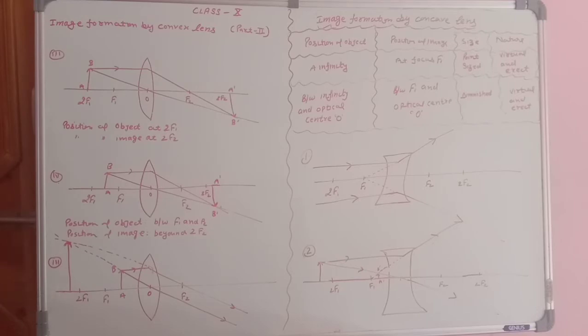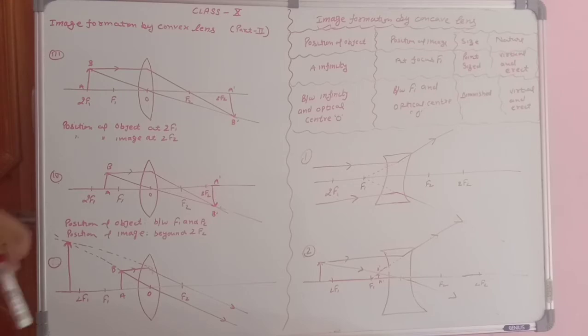This is the sixth ray diagram, which is very important and most of the time it is asked in exams: position of object between f1 and optical center, then position of image will be on the same side of the lens. This is the only case in which your image is formed on the same side as the object. Okay, so that's why it is an exceptional case and important case.